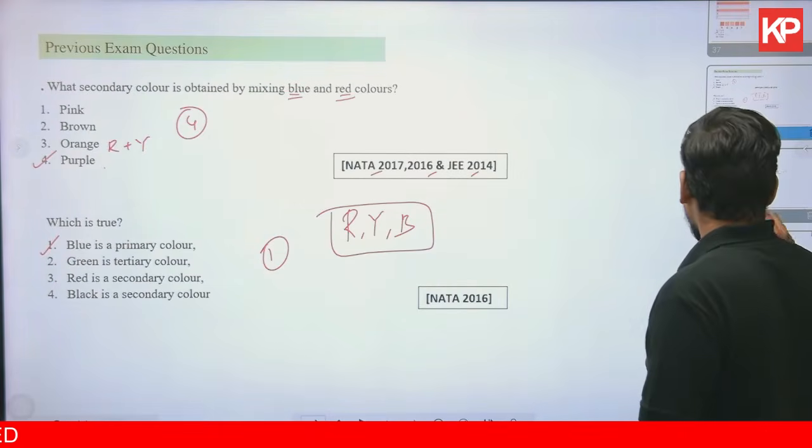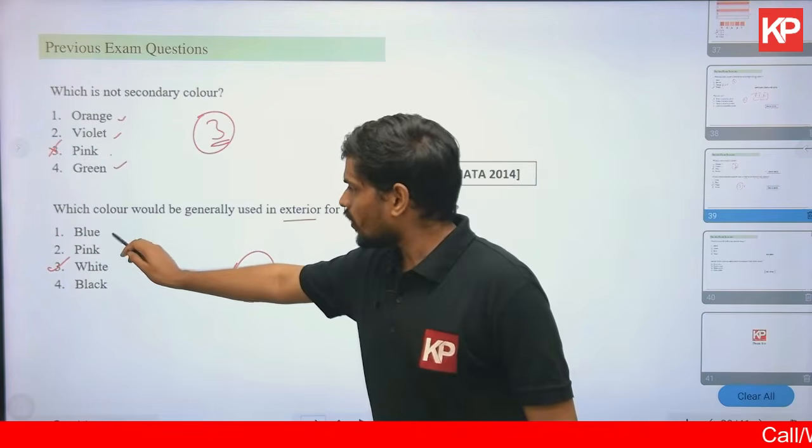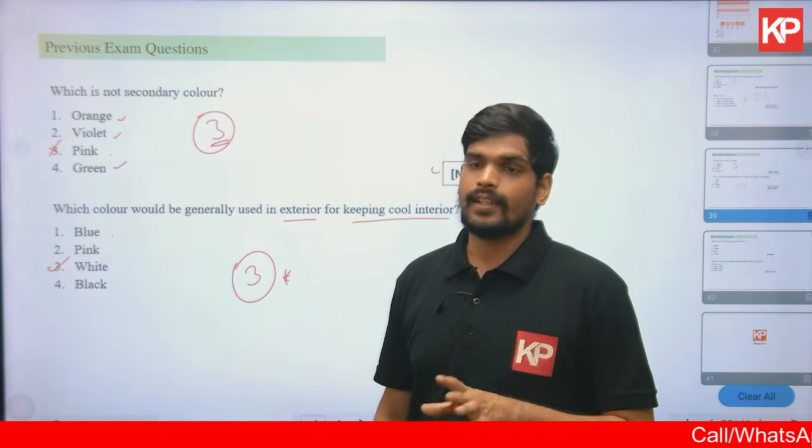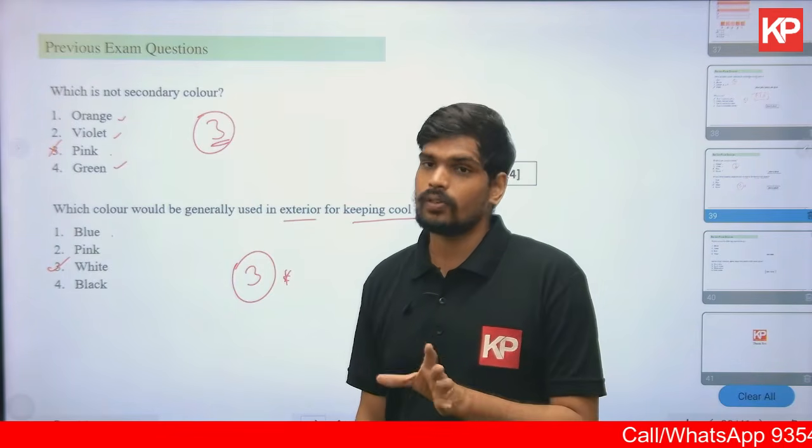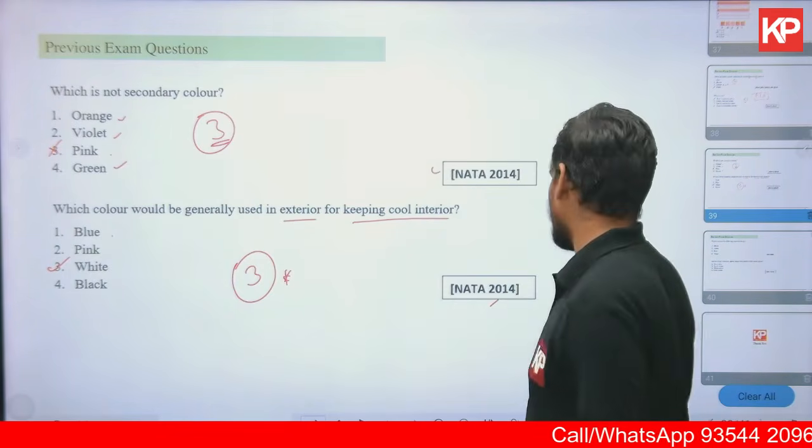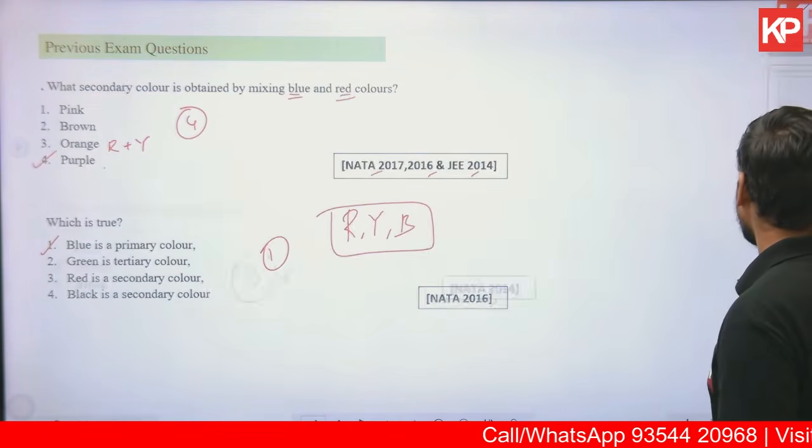Over here, if you see, actually blue also is in the options. Blue can also be an appropriate answer, but the most correct answer over here will be white. Blue also can reflect radiation, but white is very effective in reflecting the radiation.